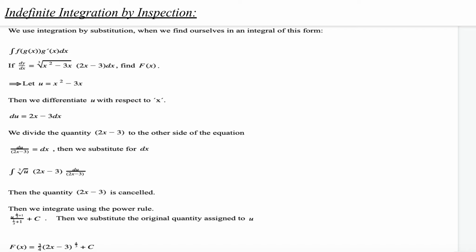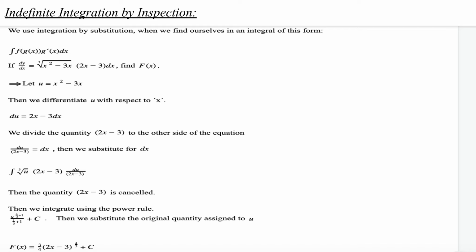Firstly, we let u equal x squared minus 3x. Why? Because if we derive u, we can easily cancel the derivative that is multiplying the inner function. We differentiate u with respect to x, and we obtain that du equals 2x minus 3 differential x. We divide that quantity 2x minus 3 to the other side of the equation, as shown in this step right here, and then we substitute our alternative expression for the x, and we get the integral of the cube root of u times 2x minus 3 times du over 2x minus 3. Clearly, the quantity 2x minus 3 ends up being cancelled, and then we integrate using the power rule.